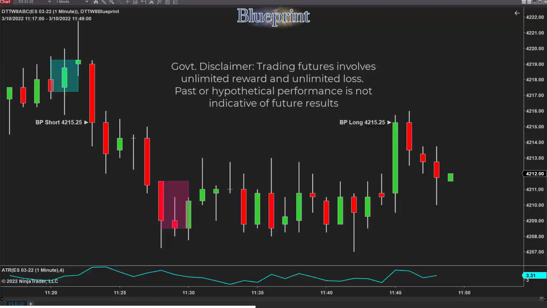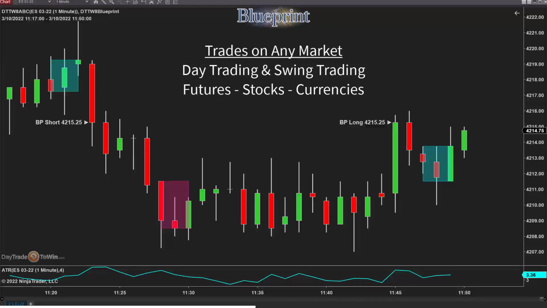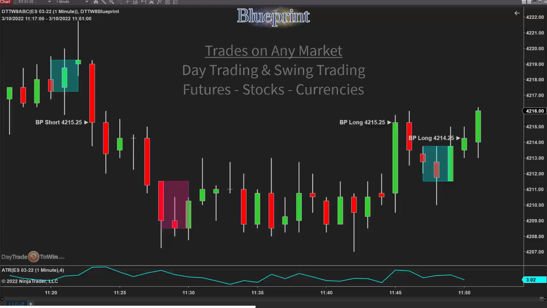But before we begin, I know some of you are trading futures, stocks, Forex. Remember that trading is risky. Please let's not trade with funds we can't afford to lose. The Blueprint software can be traded on any market. So if you're trading a stock, great. If you're trading Forex, fantastic. If you're swing trading, same thing. Just be careful when trading, especially with this volatility.